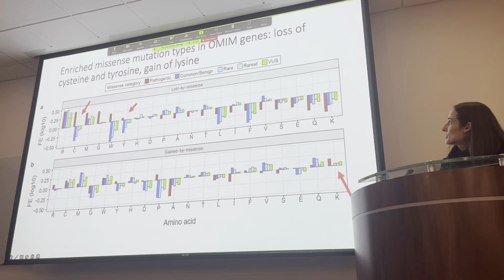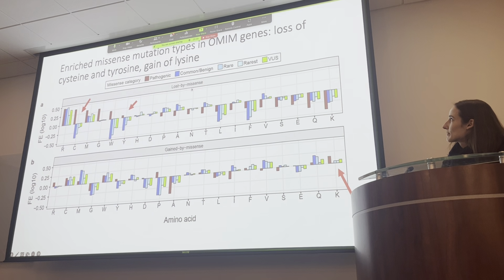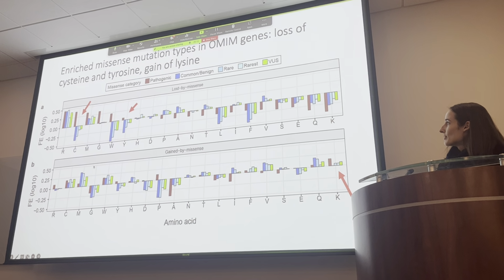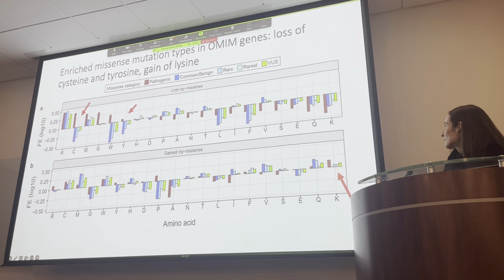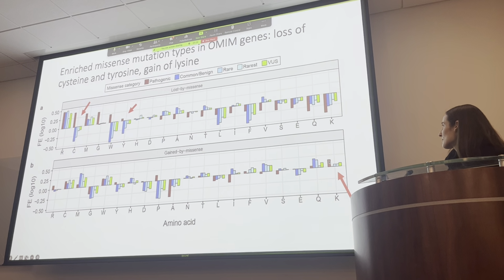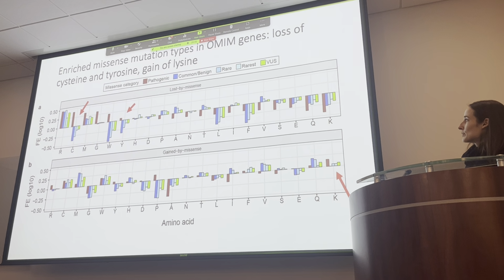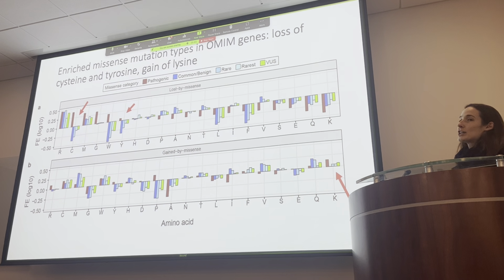When you look at pathogenic, when you look at loss by missense and gain by missense, there is essentially enrichment for loss of cysteine, tyrosine, and gain of lysine over here. And I'm pointing out specifically the types of amino acids that are detected by chemical probes. This loss of cysteine and tyrosine is interesting because that might mean that there are chemical probes that can target these residues, and if they're functionally important, you would see a change in the protein's function.